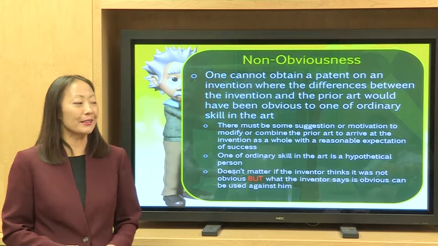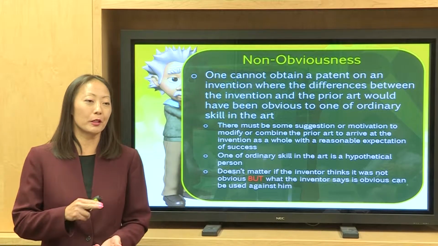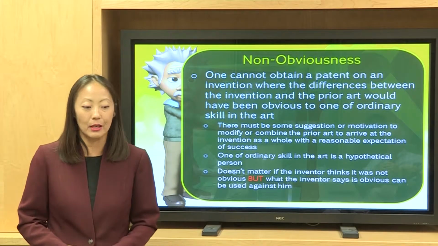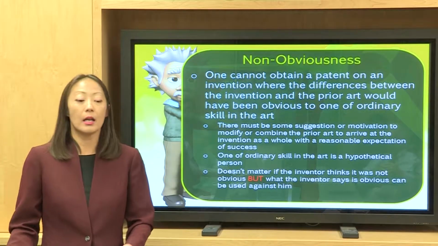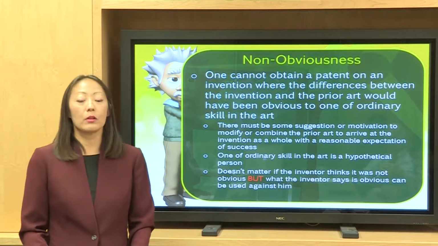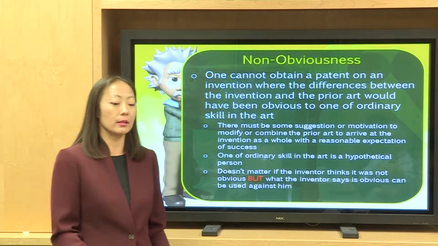So then the next patent law basic is non-obviousness. Your claimed invention has to be non-obvious. One cannot obtain a patent on an invention where the differences between your invention and the prior art would have been obvious to one of ordinary skill in the art.